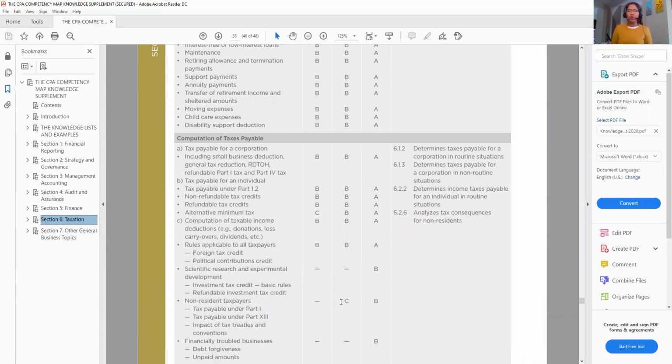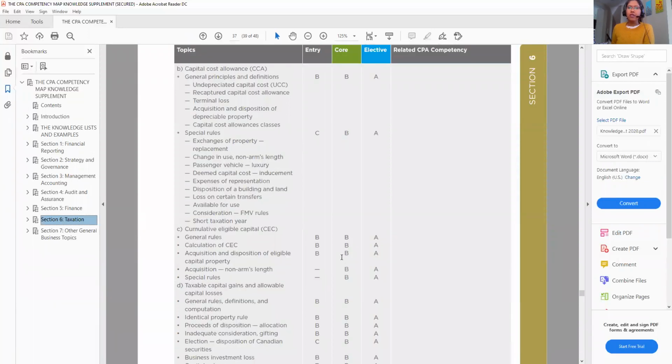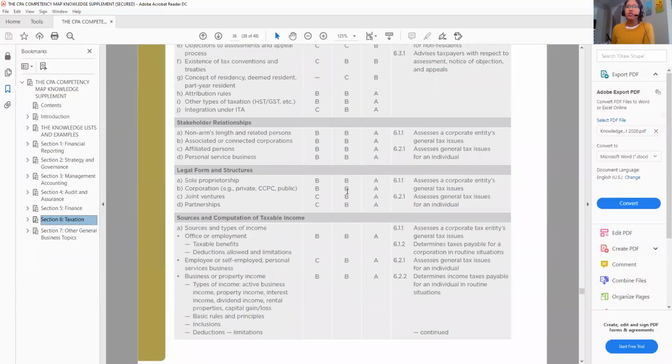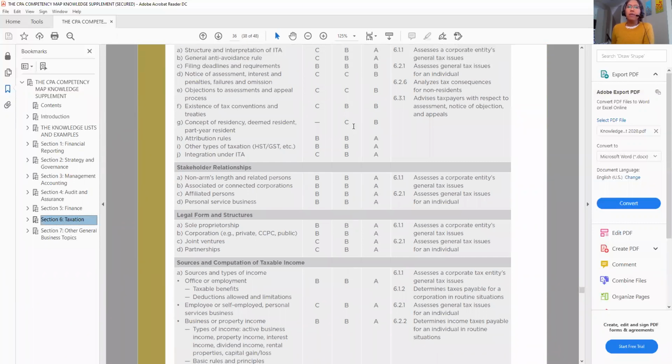So how you can use this competency map is, once you start going through your ebooks, take one chapter, try to find that chapter in the competency map, and then see which level it is asked at. Say for capital cost allowance, for core level it is expected at B, and for elective it is expected at A. So you should focus your attention on the topics that are at level A and B, and then you should have the minimum required knowledge for the topics that are listed at C.